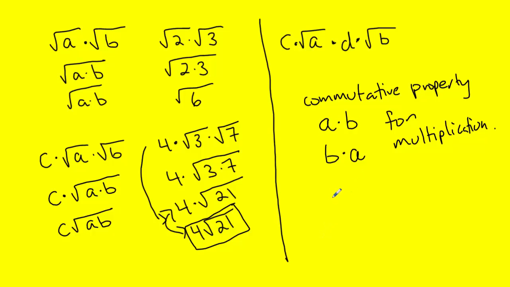So what do we mean by this? For instance, if I had 2 times 3, I know that product is equal to 6. Well, if I switch the order, 3 times 2, that's still going to give me the same answer. So the commutative property for multiplication allows us to switch the order. I'm going to use this property in this problem here.